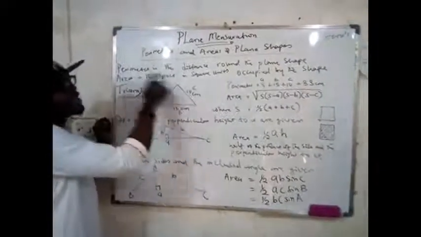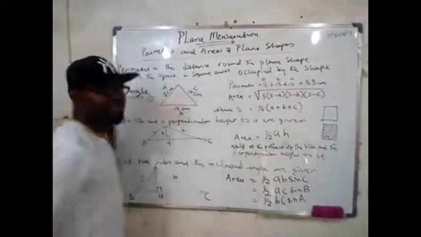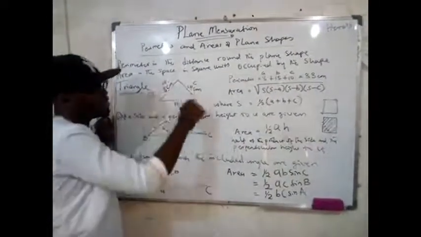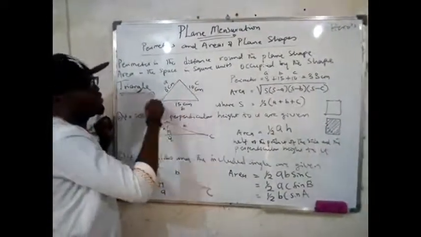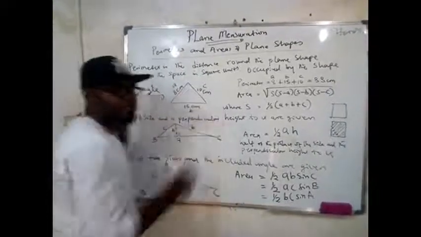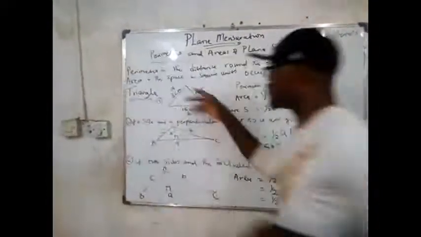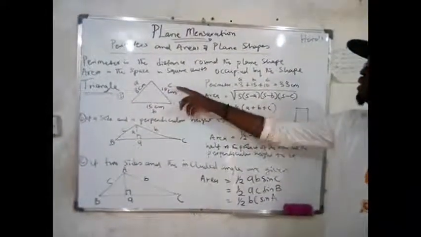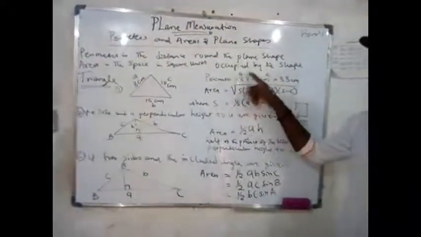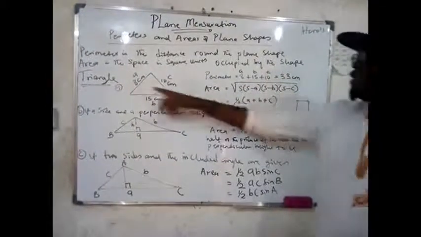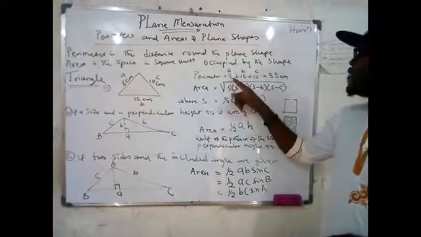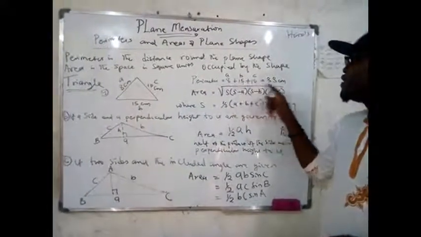And we say that perimeter is the distance around a plane shape. Is that clear? Are you seeing this plane shape? What is the distance around it? This side plus this side plus this side. That is the distance. So if you are told to calculate the perimeter of this triangle, it's simply A plus B plus C. Perimeter equals A plus B plus C. And we are given the values of A, B, and C as 8, 10, and 15. So we have 8 plus 15 plus 10, giving us 33.